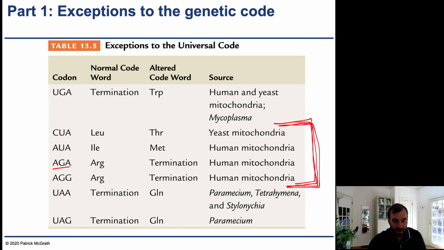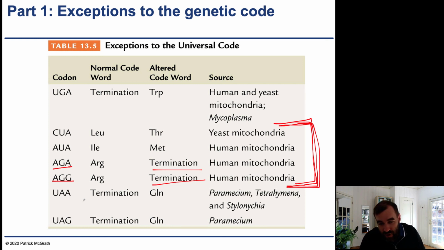So in the normal genetic code, AGA and AGG would encode an arginine. In the mitochondria, these are also used for termination sequences. And then besides mitochondria, there are also some other organisms, mycoplasma and paramecium, where it's been shown that there have been some modifications of the genetic code as well.